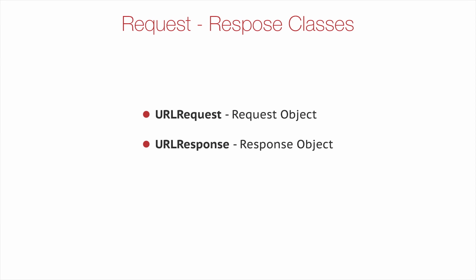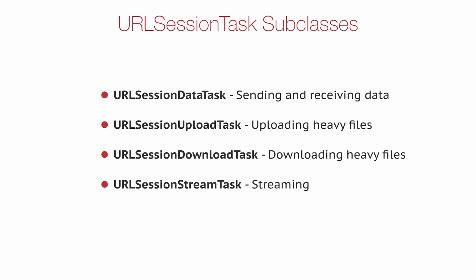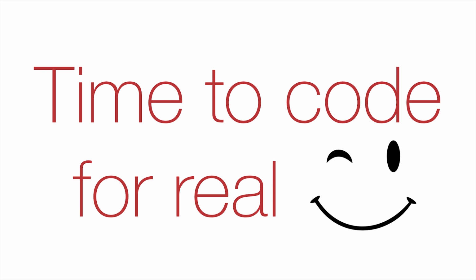Then within this configuration, we'll have two more classes to work with: the URLRequest to handle the request, and the URLResponse to handle the response. The base task class is not used on its own. It has subclasses that are used to perform specific tasks. There are a few available to us, like data task to send and receive data, upload task and download task to perform uploading and downloading of heavy files like videos and audios. And the last one is stream task to perform streaming. These are the basics. Next, we are going to see how all this works in practice.